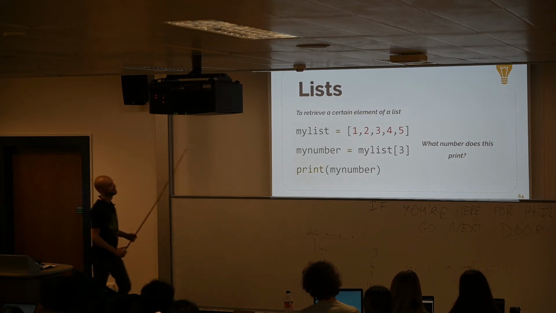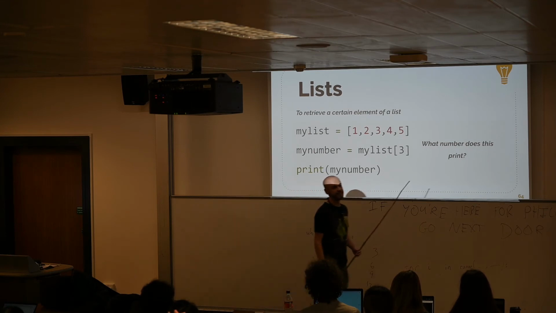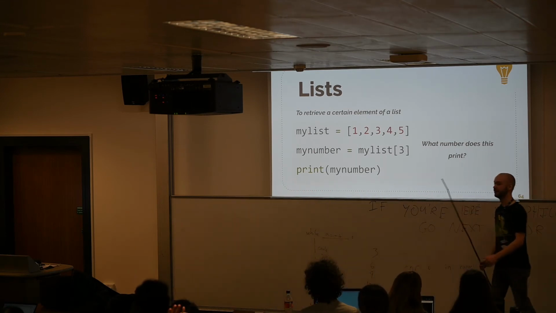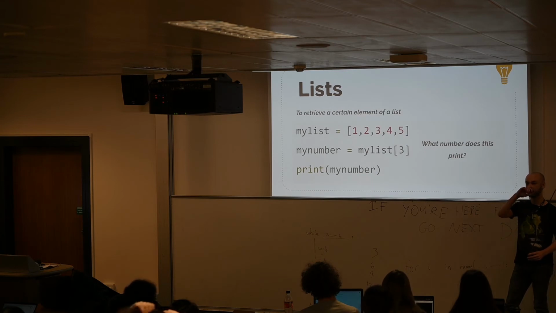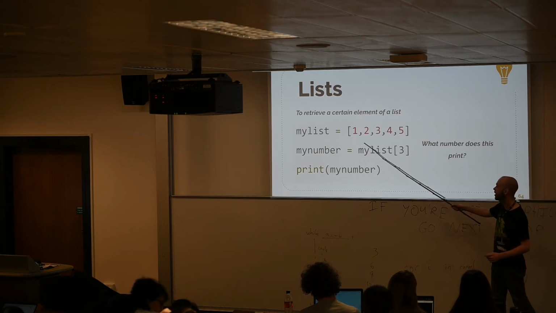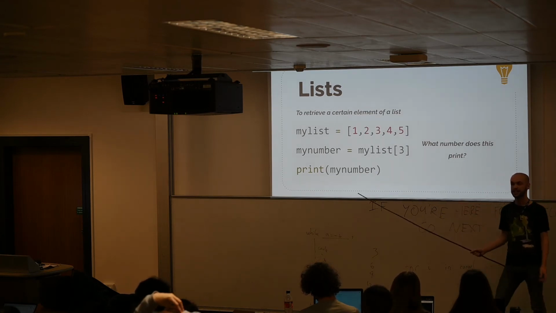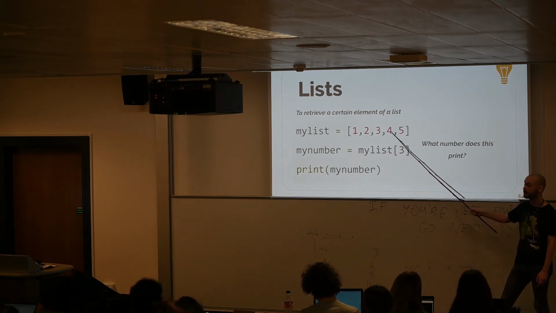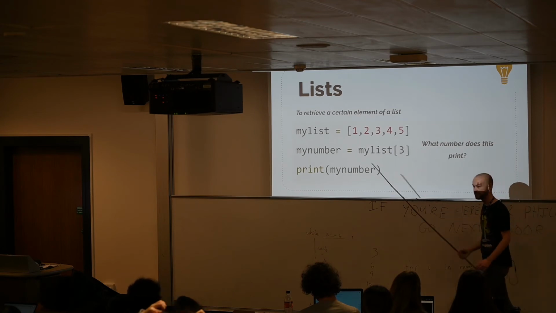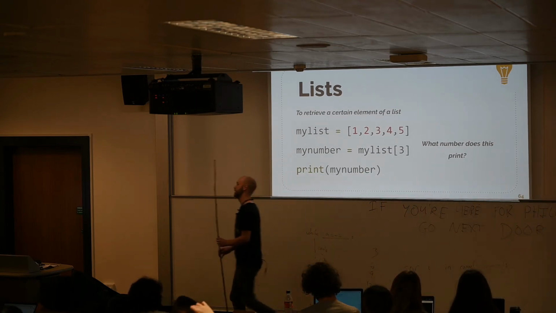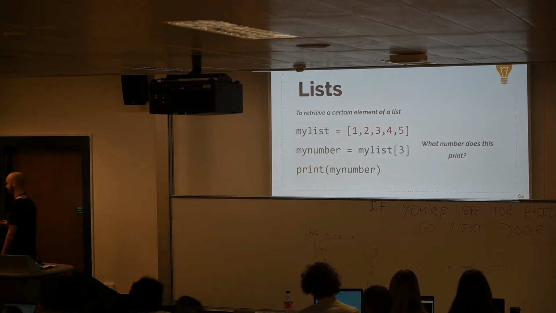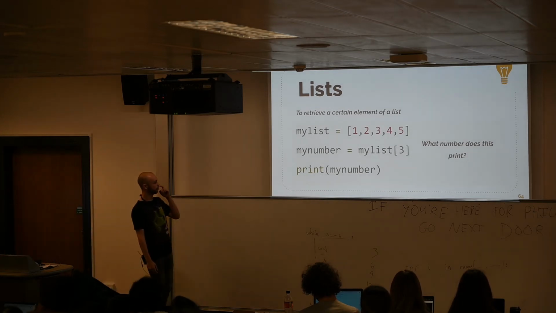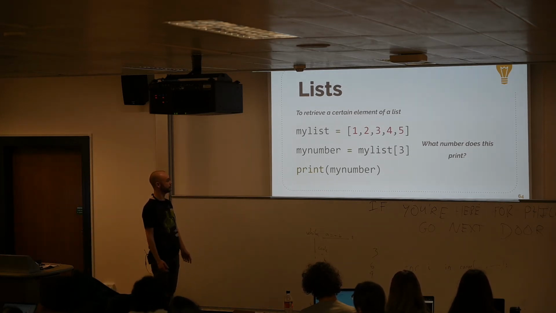4, yes. So something which you just sort of need to accept is that in computers, we don't count starting from 1, we count starting from 0. So this is not the first element, this is the 0th element. This is the first element, this is the second element, this is the third element. So print my number prints 4 and not 3, as you might expect. For now, I just advise you to more or less accept that, which is not something I like saying when I'm teaching, but it's going to save you a lot of trouble.